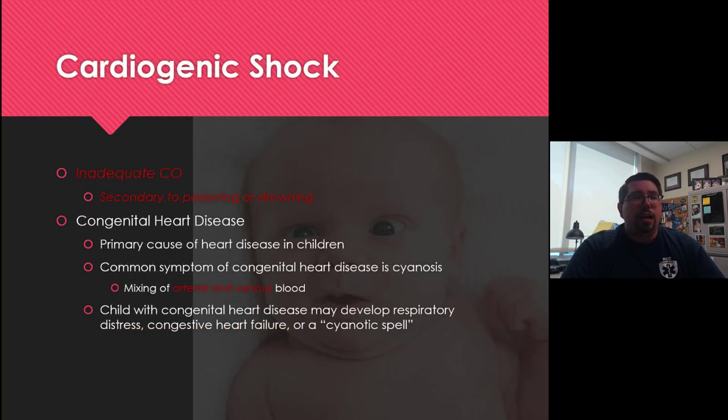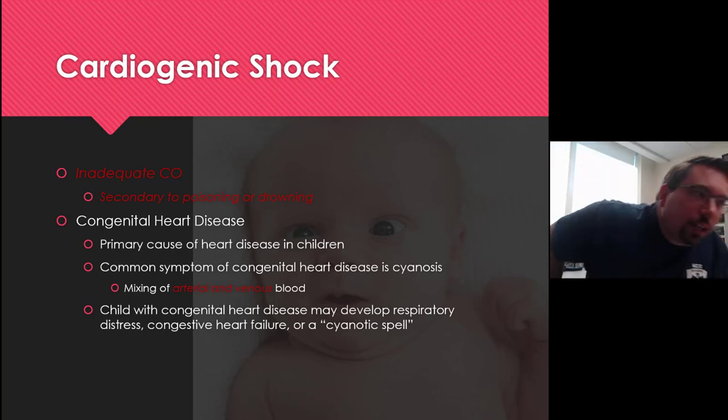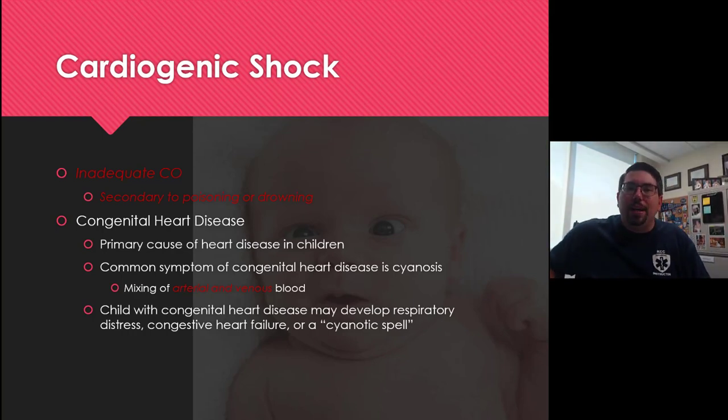Now, cardiogenic shock, again, we know we have inadequate carbon dioxide. This is going to be, and I know my slides say CO, guys, it really should say CO2. But we know that we have inadequate carbon dioxide. That's going to be secondary to poisoning and or drownings. We oftentimes will see that congenital heart disease will begin to develop and show itself as the child begins to age. And again, the primary cause of heart disease in children is some type of congenital underlying abnormality.